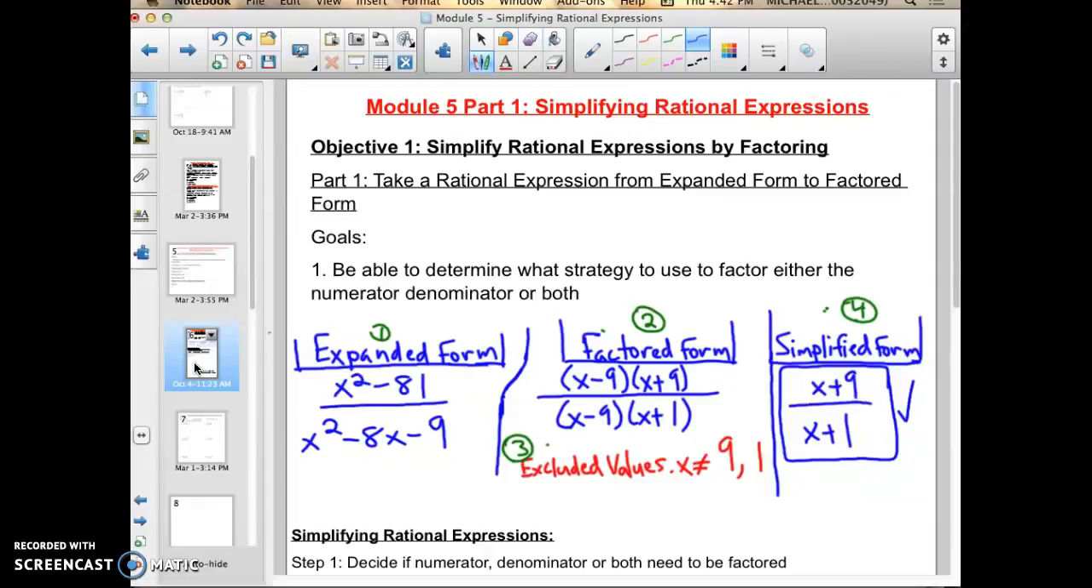And again, this objective, simplifying rational expressions by factoring, before I can even get into this, I have to discuss quickly what a rational expression is. Rational expressions, the term rational, just means that it is a fraction. So I'm going to take a couple notes. Rational, meaning it's fraction form. Meaning there exists a numerator over a denominator.